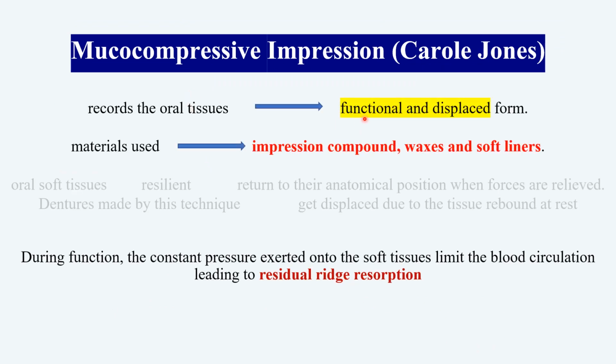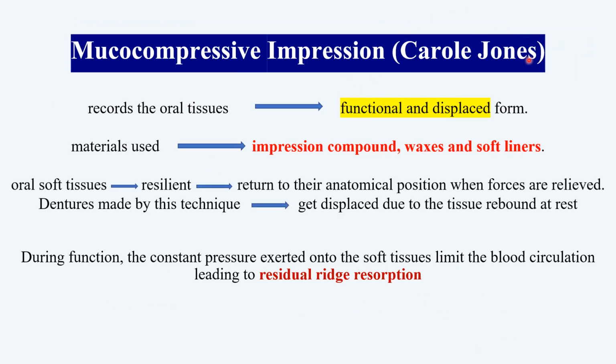Next, we have the mucocompressive impression technique, which was given by Carole Jones. Mucocompressive means the mucosa is under a compressed form. So here the oral tissues will be recorded in a functional and displaced form. For this, we use impression compound, waxes or soft liners for recording. Now, we know that oral tissues have the property of resiliency. It means they will come to their original position when the force is removed.